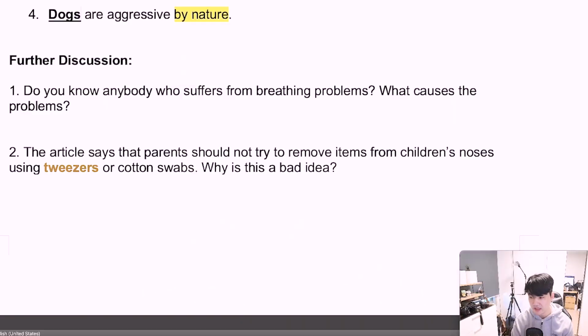Number 2. The article says that parents should not try to remove items from children's noses using tweezers or cotton swabs. Why is this a bad idea?